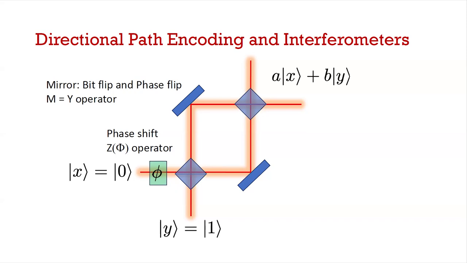How do you make a Z operator? For instance, I can just take a fiber, make it longer, and then I get a phase shift. There are different methods. But basically you can controllably generate different amplitudes, different weight factors, and phase shifts, make it complex, and make a qubit easily using directions. So these are all options for different applications.